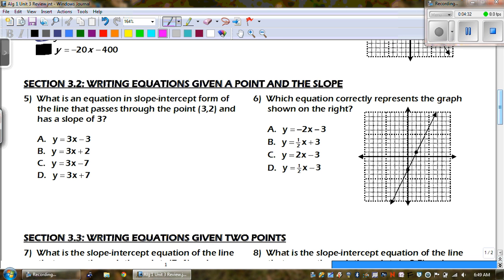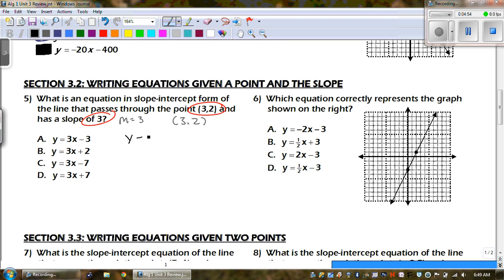Section 3.2, writing equations given a point and the slope. What is an equation in slope-intercept form of a line that passes through the point (3, 2) and has a slope of 3? So that means my slope equals 3 and my point is (3, 2).